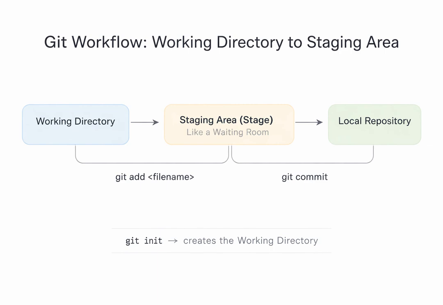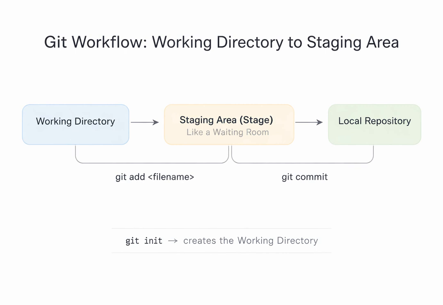Now, from the working directory, you don't go straight to saving your changes permanently. Instead, you first move your changes into what's called the staging area. The instructor describes the staging area as a waiting room. It's a holding zone where you place files before they're officially recorded. To move a file from the working directory into the staging area, you use the command git add followed by the file name.